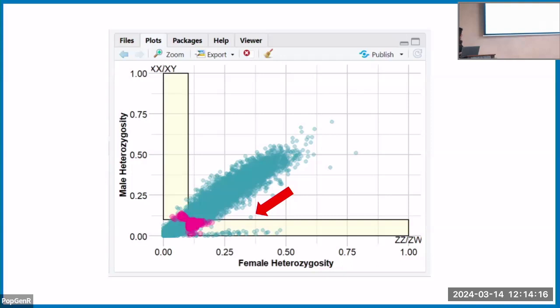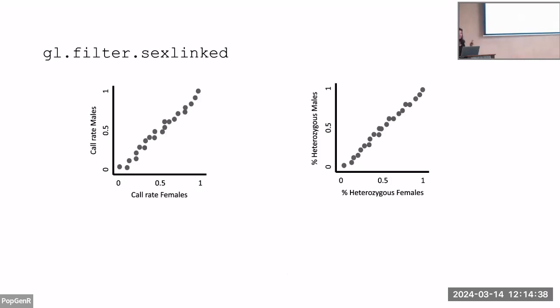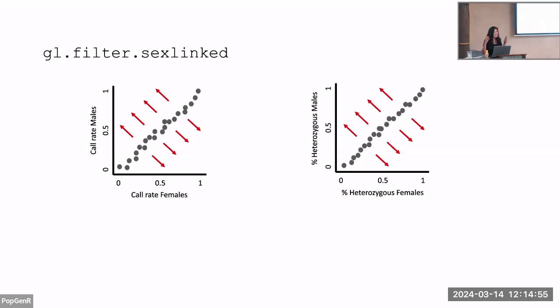Tricky. So in the new version of our package, dartR.sexlinked, we designed a function that identifies them automatically. Choose a threshold, we already did it for you, and we will explain how. The function is called gl.filter.sexlinked. It uses the property of autosomal loci of having a roughly one-to-one relationship in call rate and proportion of heterozygous individuals between the sexes. So it applies a statistical test to identify loci that significantly deviate from it.